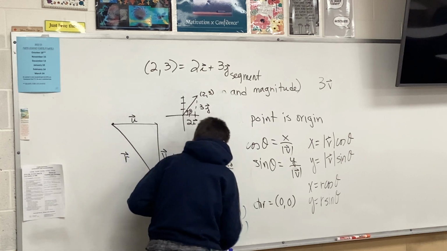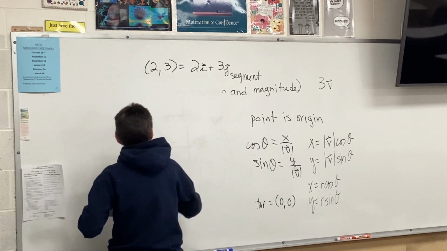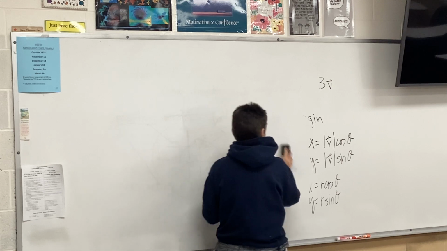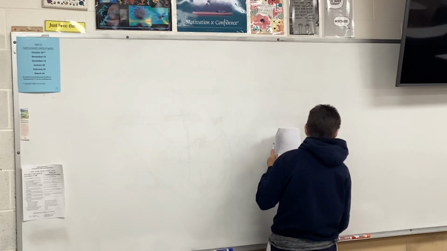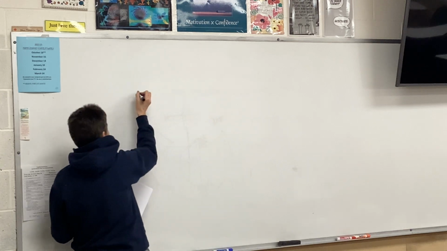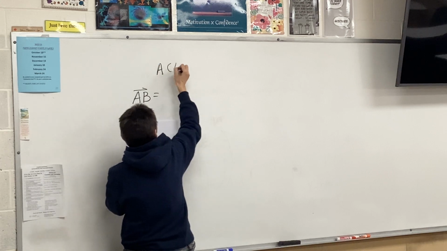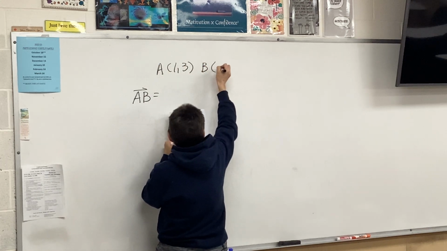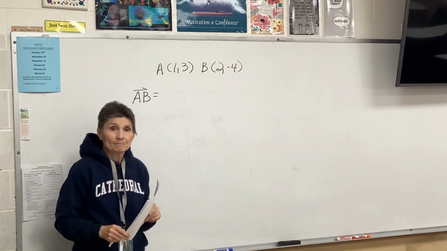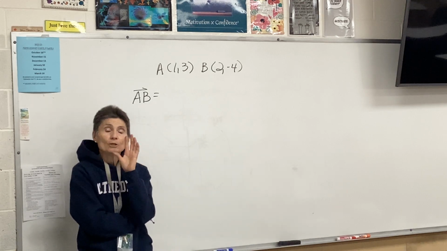We got some vocabulary under our belts. Maybe we'll run into some more as we do some problems, but let's check it out and see. Number 1 says, given these 2 points, A(1, 3) and B(2, negative 4), find vector AB. Now, I don't want you to make this hard, because this is pretty dang easy. Vector AB is the vector that moves from point A to point B.